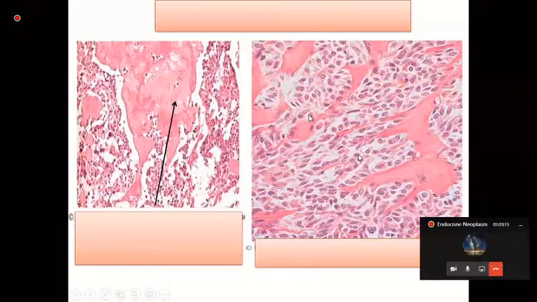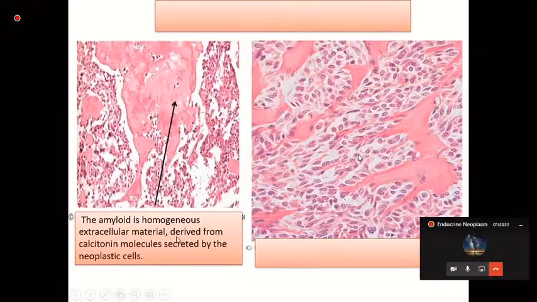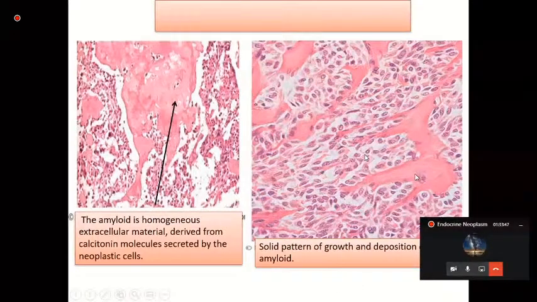It is due to what? What do you think? From where does the amyloid come? Calcitonin. Yes, very good. Because these cells are parafollicular cells. They secrete calcitonin. So the amyloid is a homogeneous extracellular material derived from the calcitonin molecule secreted by neoplastic cells. Okay. So how do we confirm if we see something like this?